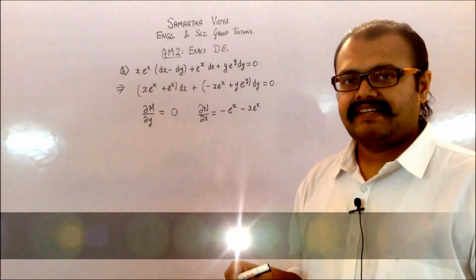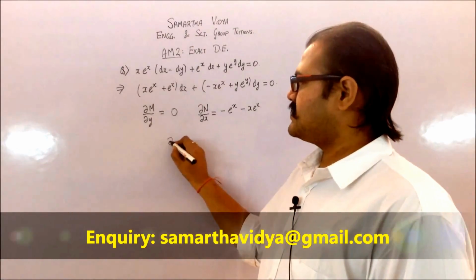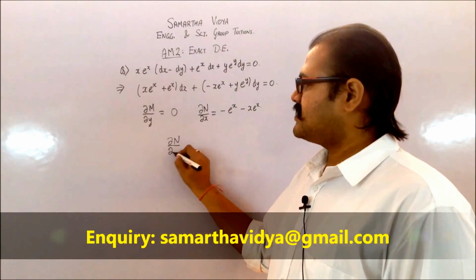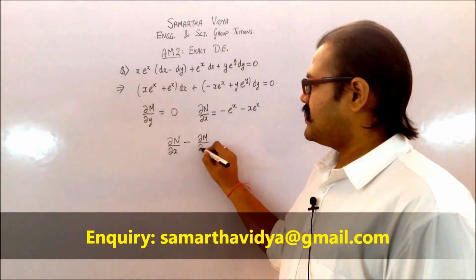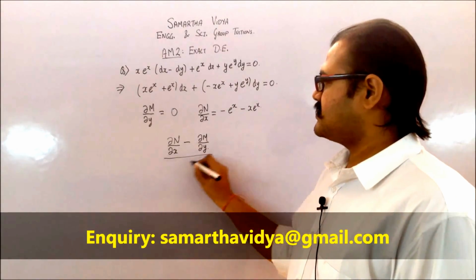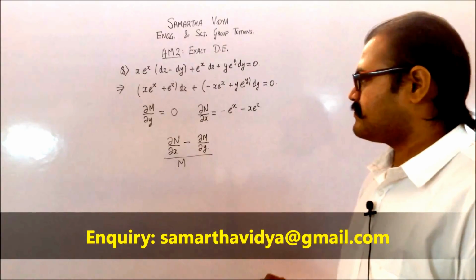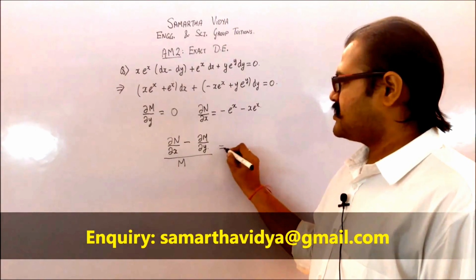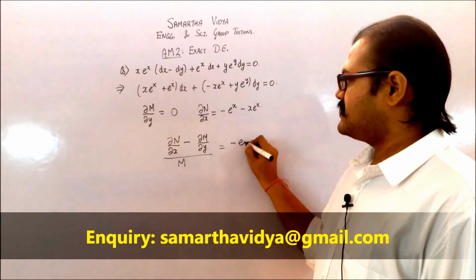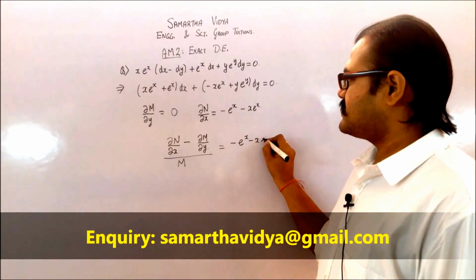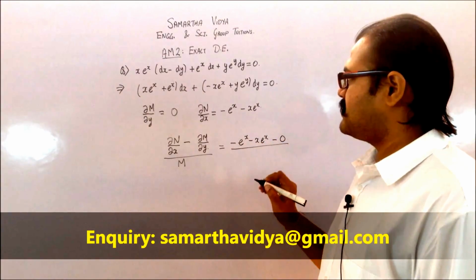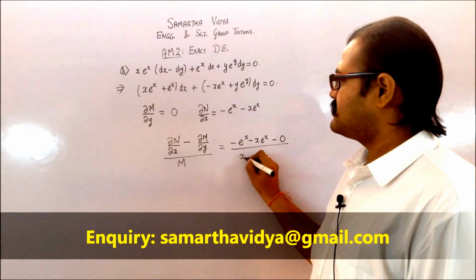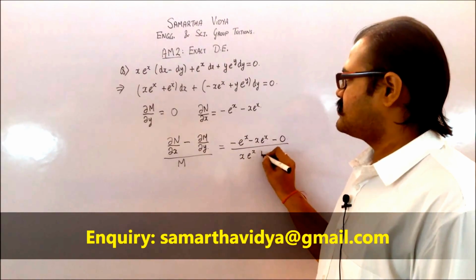So going for the second rule states that it is dou n by dou x, which should be the first term, minus dou m by dou y, which should be the second term. This thing should be divided by m. So if I am substituting, I will be getting this as minus e raised to x minus x e raised to x minus 0 divided by, I will be getting this term as x e raised to x plus e raised to x.